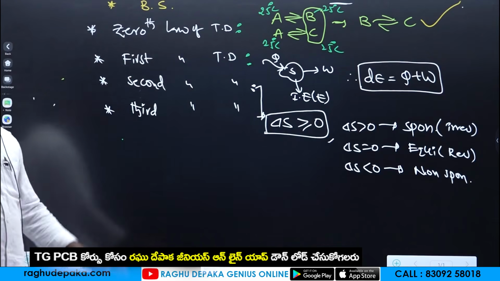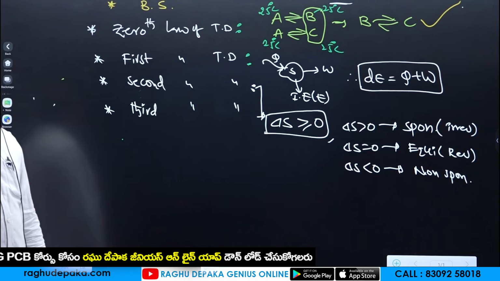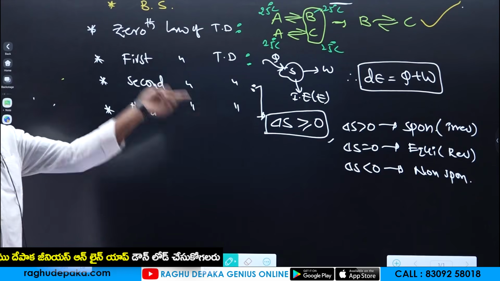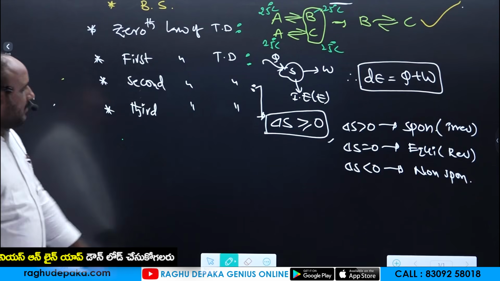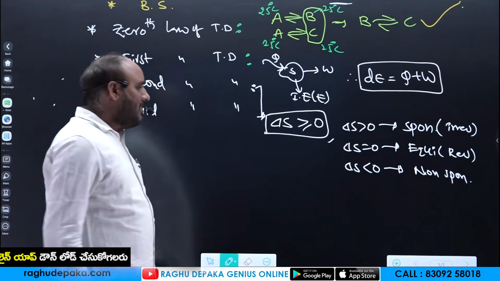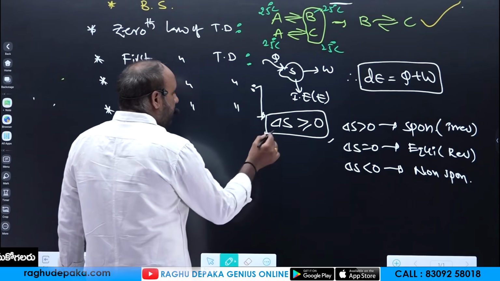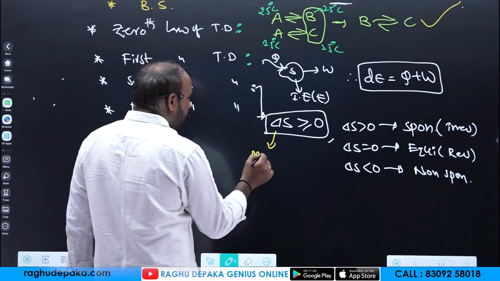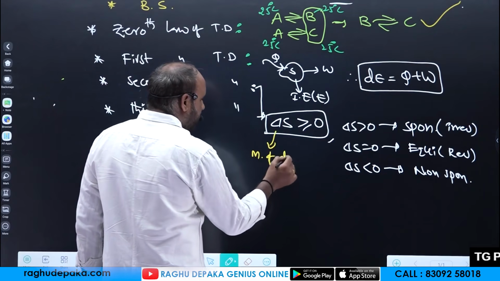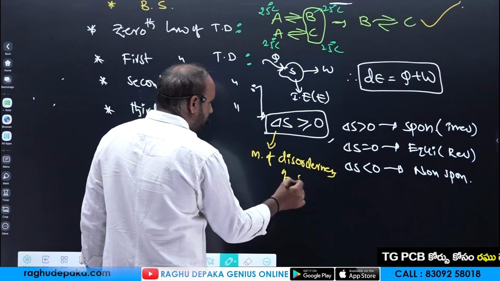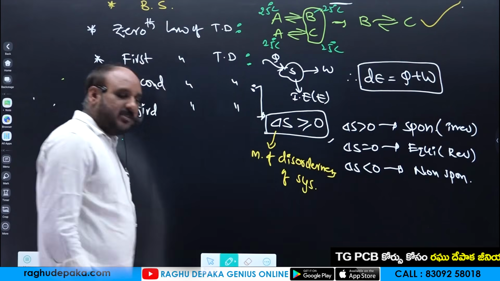How are we going to introduce the concept of entropy? With the help of the Carnot cycle. Whenever the process is carried out in a cyclic manner, at that time we will get the entropy. Now a simple definition of entropy we are going to discuss. That is the measurement of disorderness of the system.